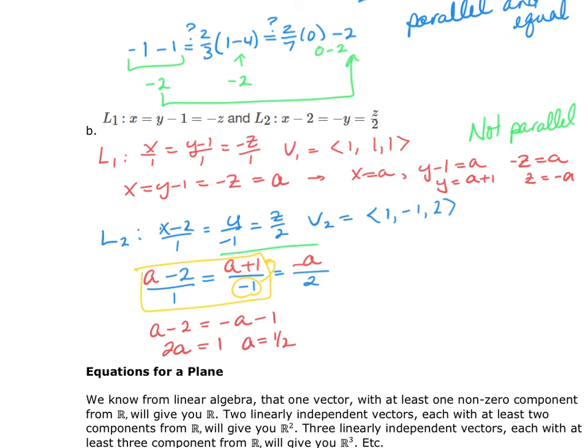Now simultaneously, this also has to hold true. So I have negative a minus 1 is equal to negative a. Well, when I try to solve this one, adding a to both sides, I'm going to get negative 1 is equal to 0. So that isn't going to work. Because they don't work, we know that this has no solution for a. A is not going to have any solution, which tells me that these two lines are not parallel, but they're also not crossing, so they're skew.